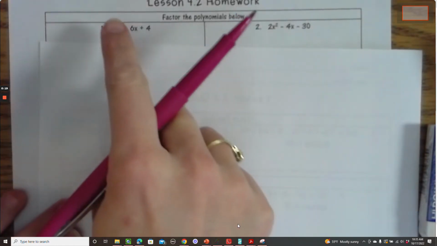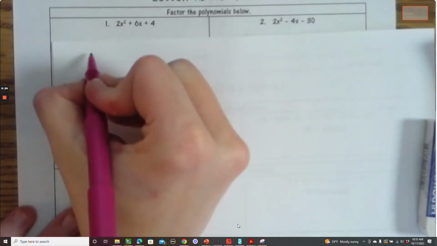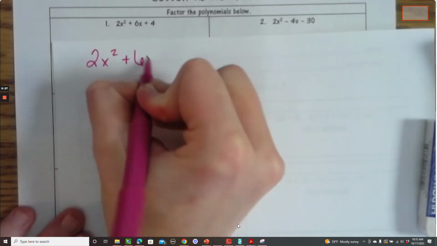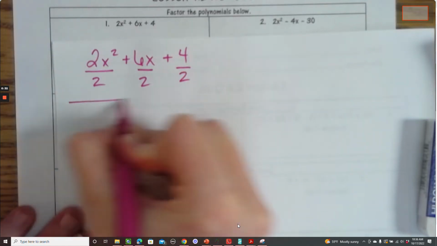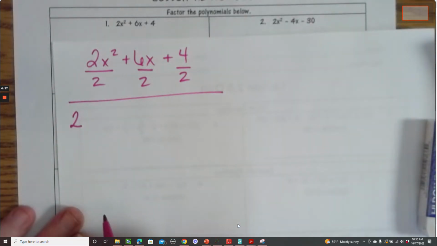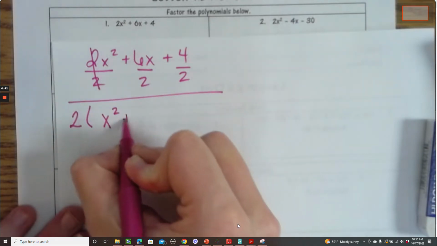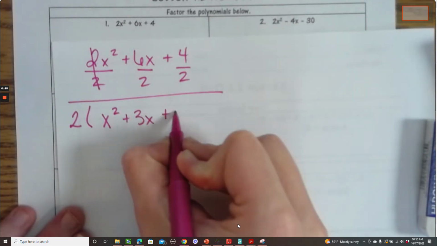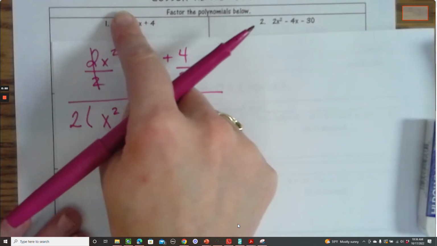So when we're factoring polynomials, the first thing you look at is, is there a common factor that I can factor out of this whole thing? 2. So I could divide every piece of this. So 2x squared plus 6x plus 4. I can divide each piece by 2. Okay? So what that does is that brings a 2 out to the outside. It would cancel here. 6 divided by 2 would be a 3. 4 divided by 2 would be a 2. If you would distribute, you would get back to what you started with.